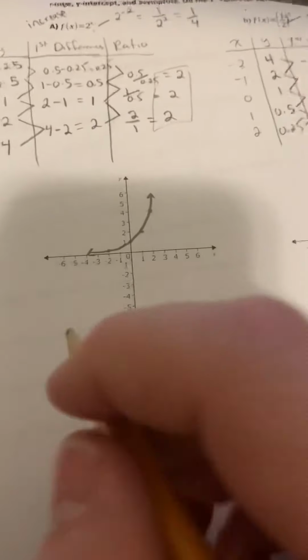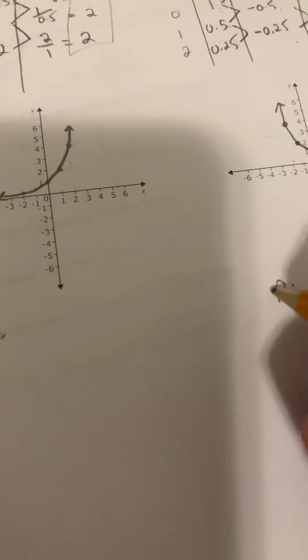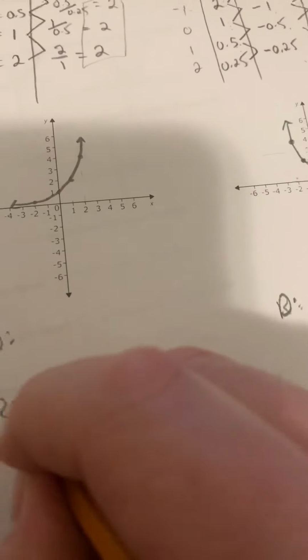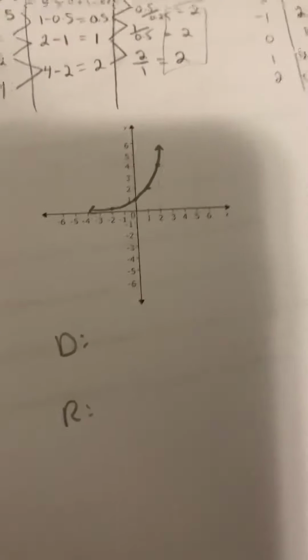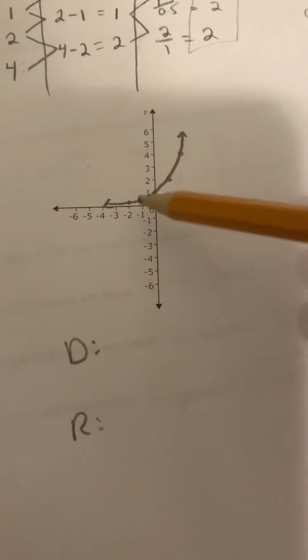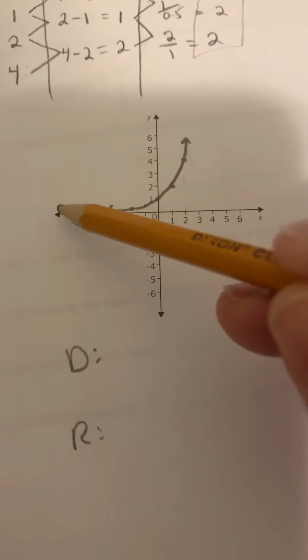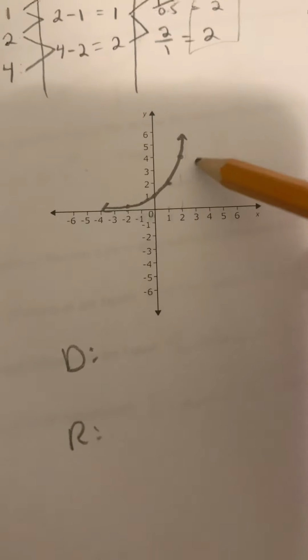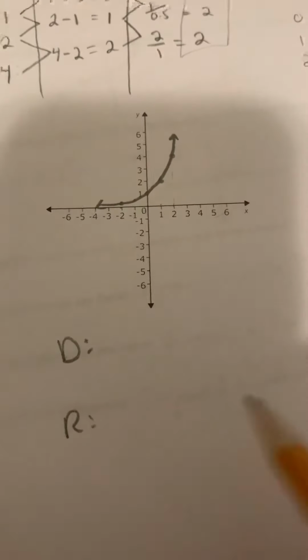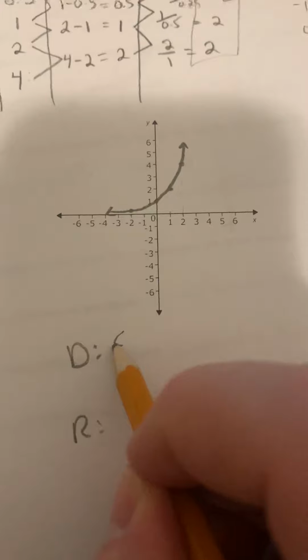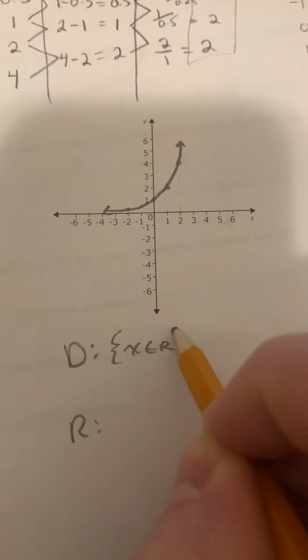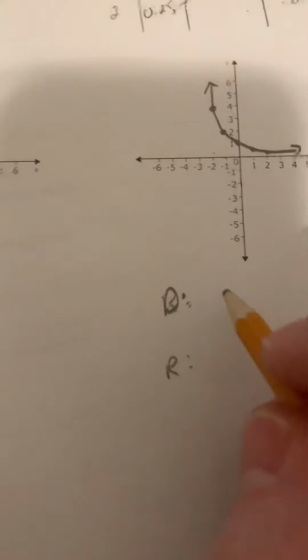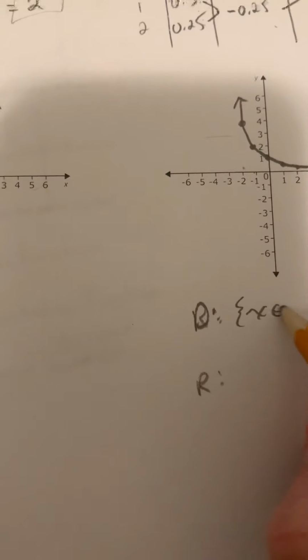Okay, so domain and range is next. Our domain, if this graph keeps going this way, gets all our negative values, and the graph keeps going this way, so we have all our positive x values. So it's just x ∈ ℝ, and that is the same for both of them.